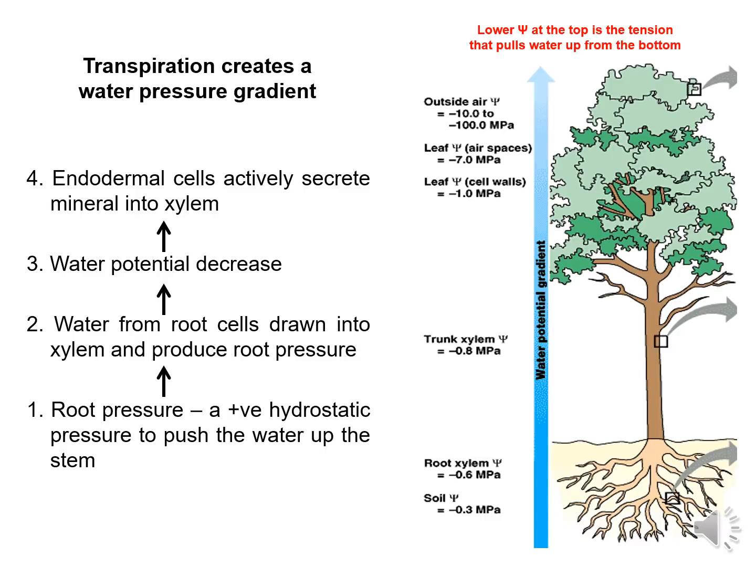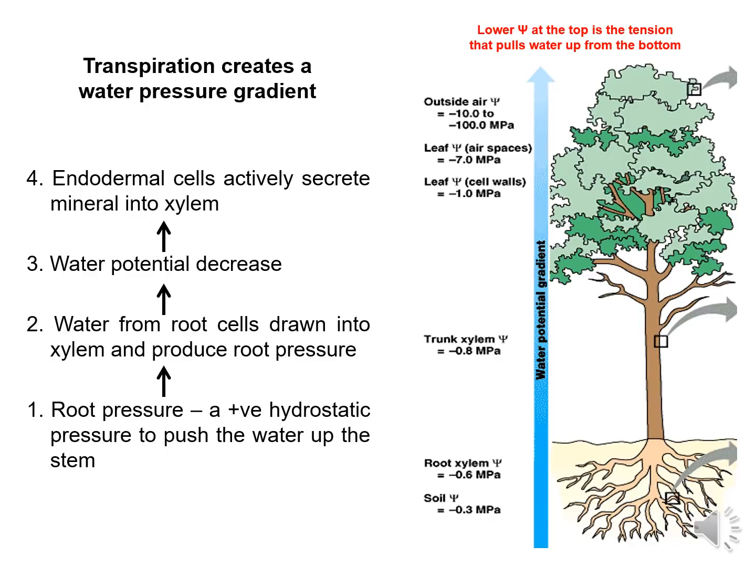When we look at this slide with the diagrammatic features showing, we know that root pressure with a positive hydrostatic pressure will push the water up the stem. This positive pressure in the root is because of the load of the water in mass. The load of the water in the root is full. That's why it becomes a positive pressure. When it goes to the next level, water will move from the root cell, drawn into the xylem, and it will produce the root pressure. Because of the root pressure, the water can actually crawl and move from the root cell into the xylem.